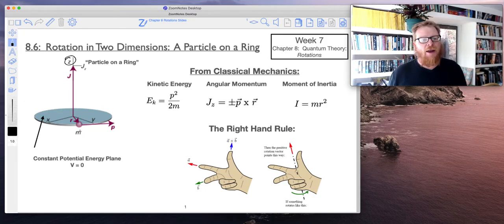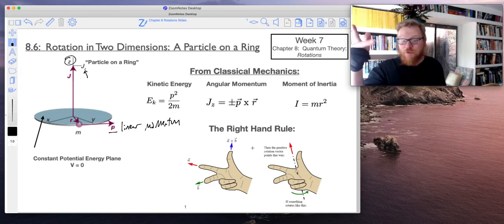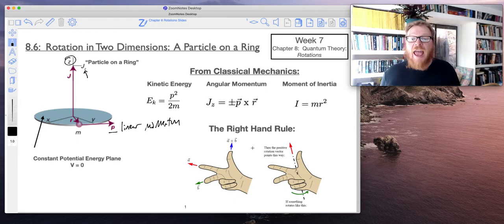You can see now we've got the mass of the particle, the radius to some center point, and then, of course, we have its linear momentum given by P, and its angular momentum given by J sub Z. So Z for the Z-axis. You can see my lovely picture here reminding you of the right-hand rule and the cross product. That X right there, that's the cross product, P cross R.